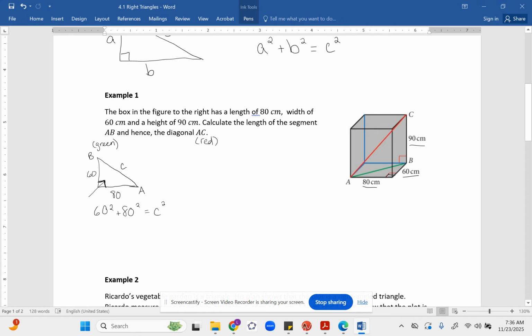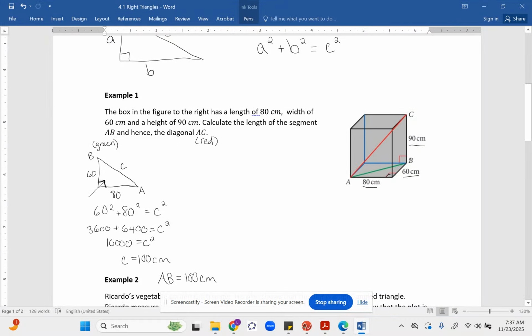And then you can use NSolve to solve this, or you can solve it by hand if you'd like. We have 3600 plus 6400 equals C squared. You don't have to show this. I think you guys are pretty good at Pythagorean theorem, so we have 10,000 equals C squared. And so if you take the square root, you get C equals 100 centimeters. And C is the length of AB. So remember, we were trying to find AB, so I can say AB is 100 centimeters.